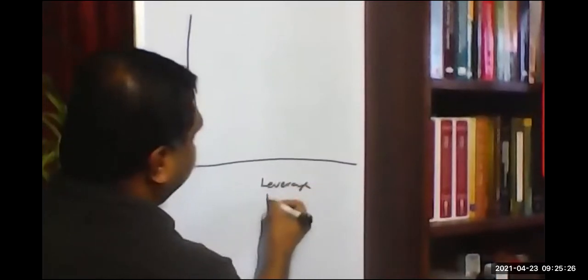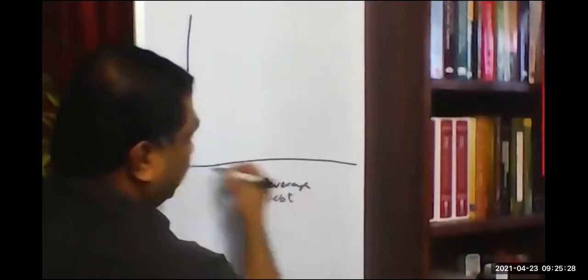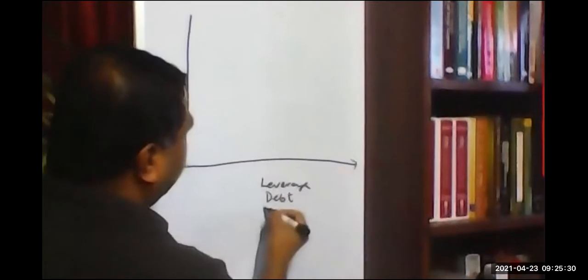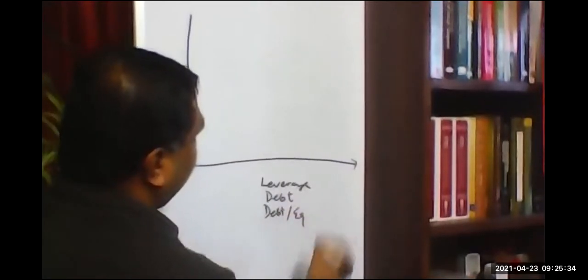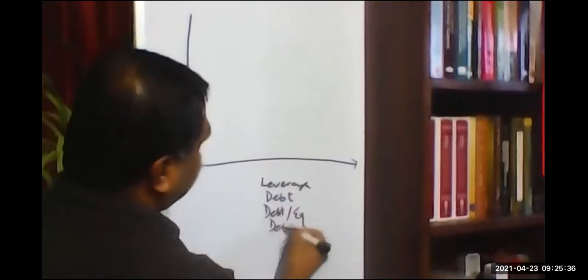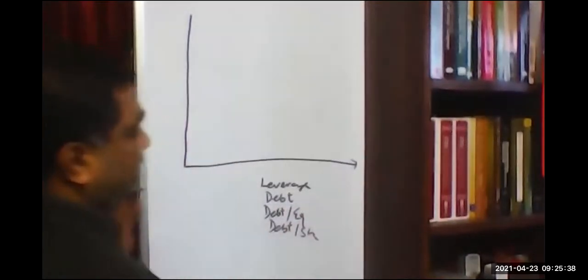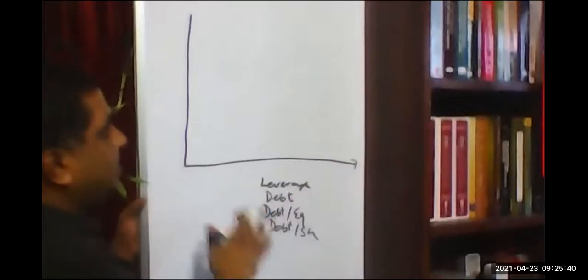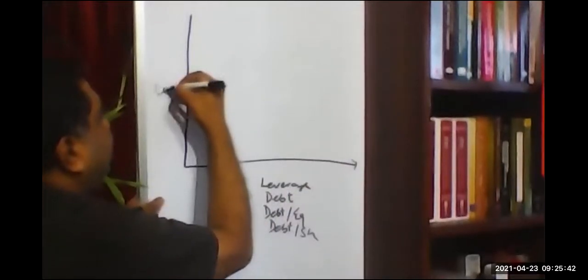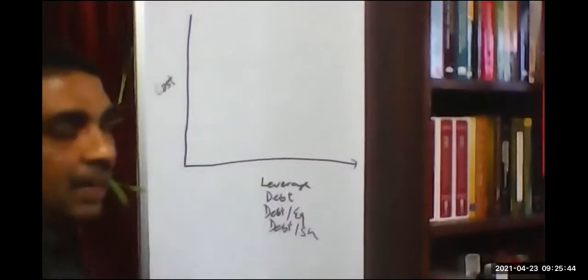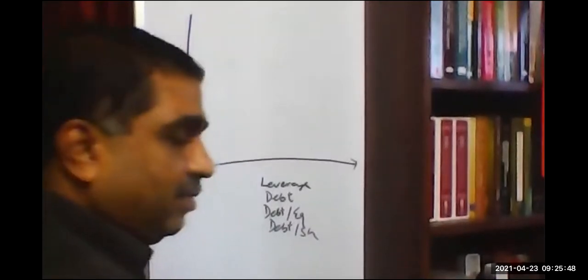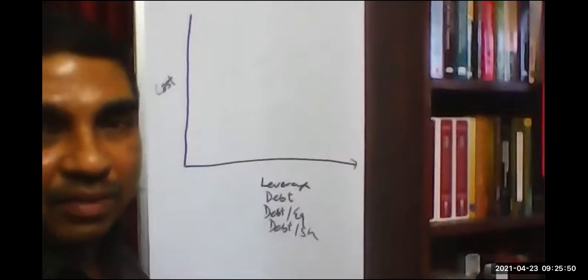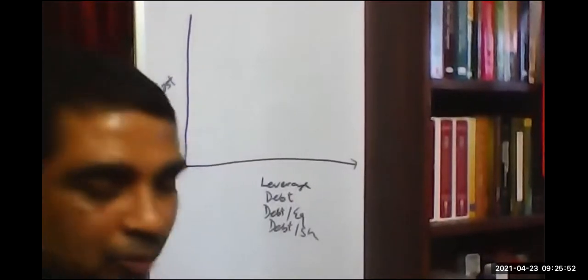You can call it leverage or debt, proper debt is increasing, or you can say debt by equity or debt by share. Okay, in the horizontal axis, I am taking this. Vertical axis, I am taking cost. Let us come to the first theory. What was the first theory? Remember the first theory that we have learned. Which theory was that?